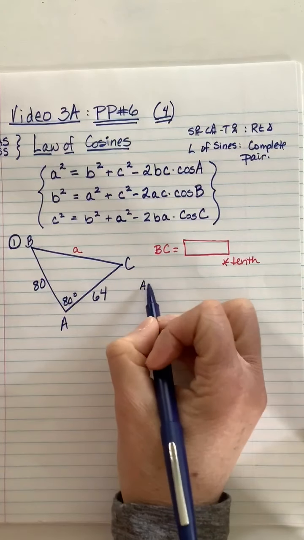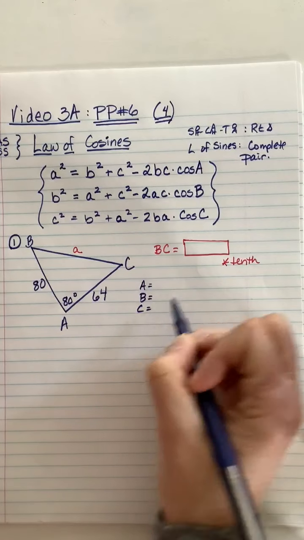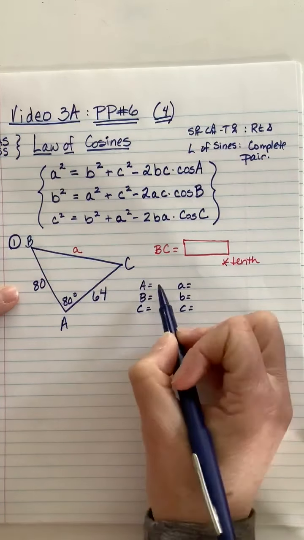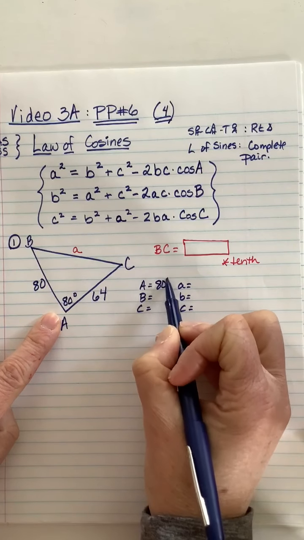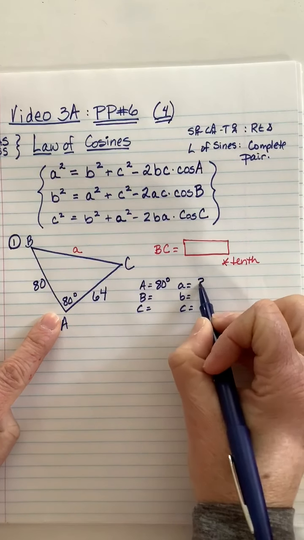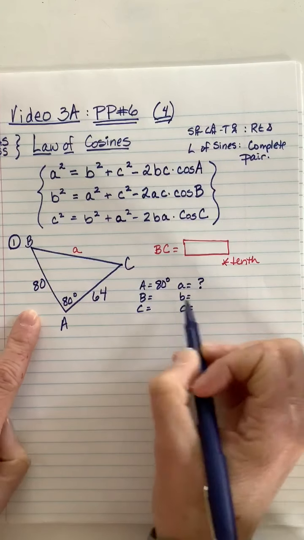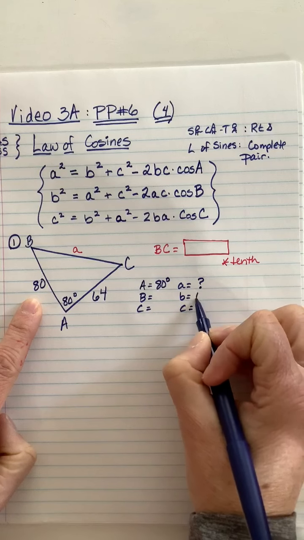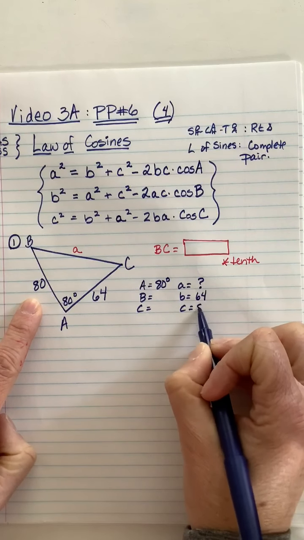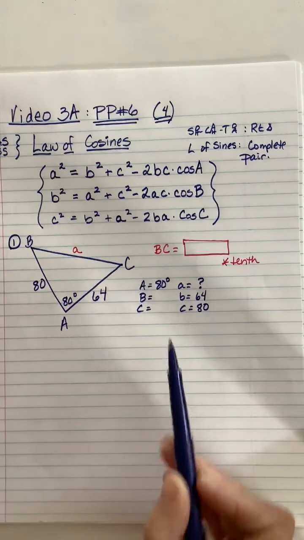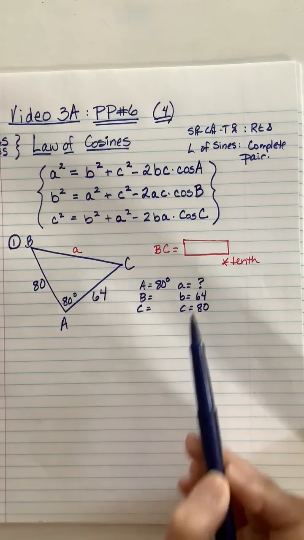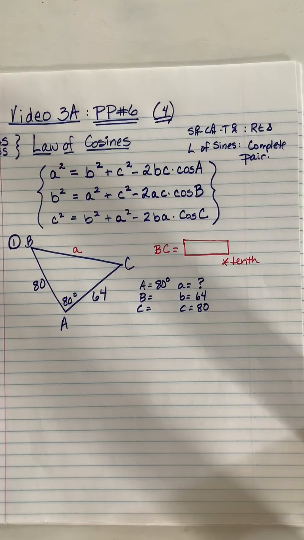So I could throw everything into a graphic organizer if I wanted to see it. So I know that big A is 80 degrees. I'm missing little a, but I have my other two sides. So I know that little b is 64 and little c is 80. I can tell right now I have no complete pair. So if you'd rather look this way, go ahead and throw that in there, and that's another way to go.